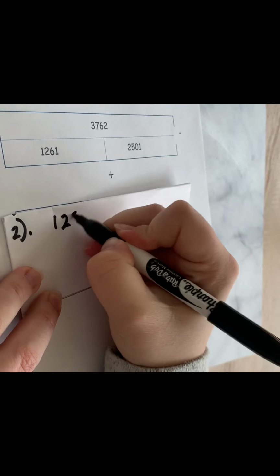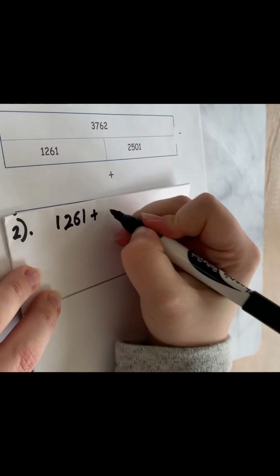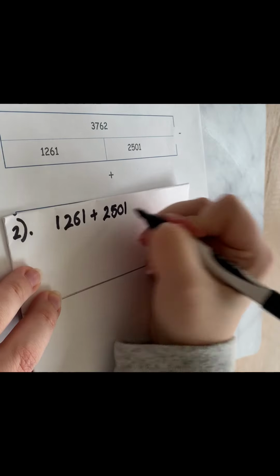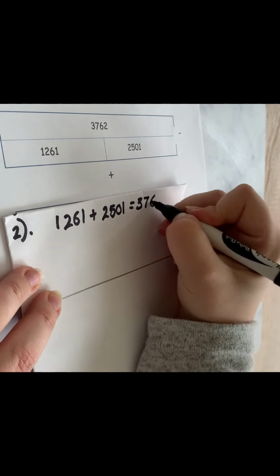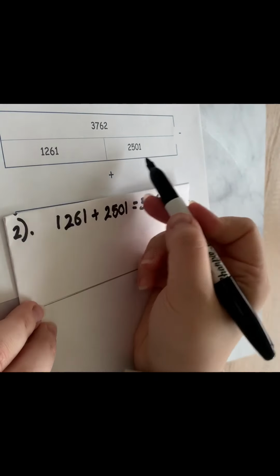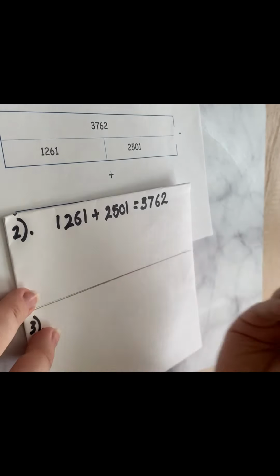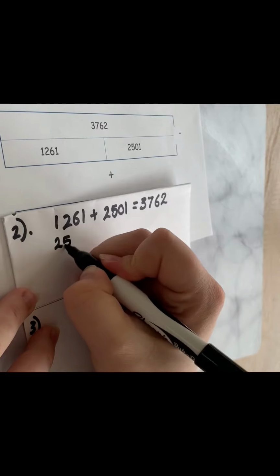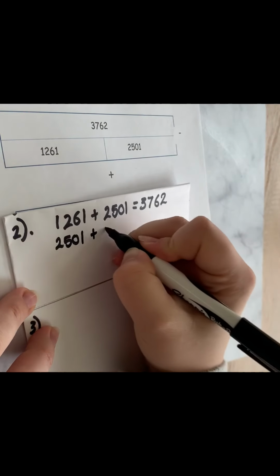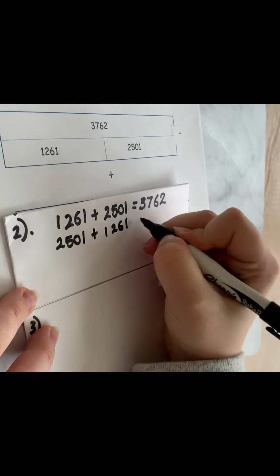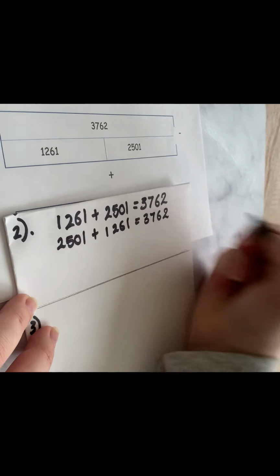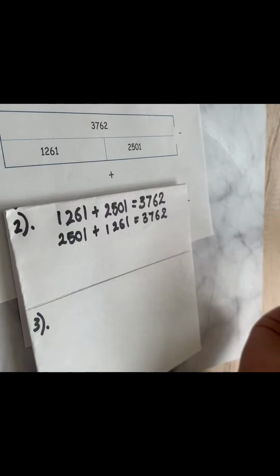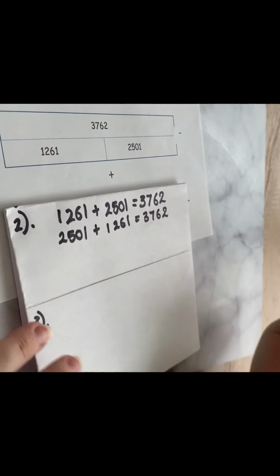So I'm going to start off with 1,261 add 2,501, which then equals my 3,762. Again, with addition, I can reverse the numbers. So I can do 2,501 add 1,261, and it would still equal 3,762. With the subtract, again, we start with the biggest number, which is at the top here.